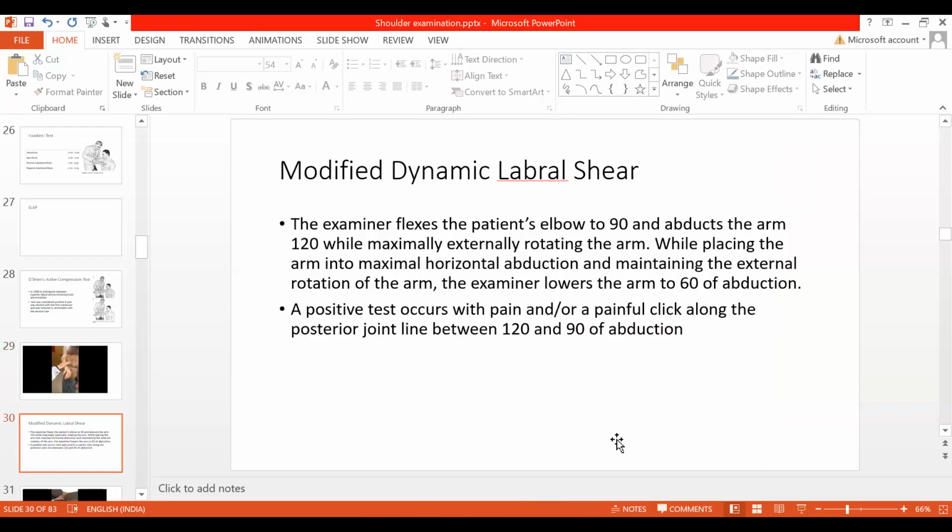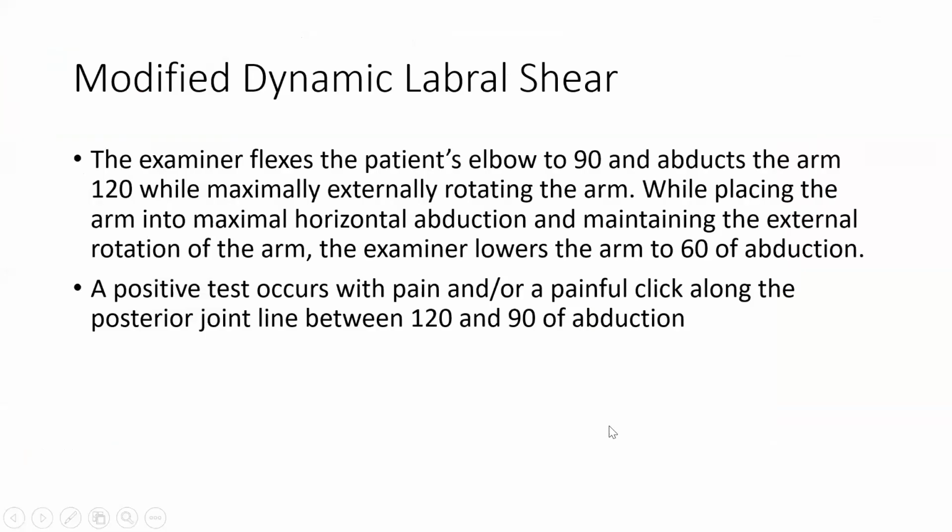It is the modified dynamic labral shear. So this is another test for SLAP lesion. The examiner flexes the patient's elbow to 90 degrees and abducts the arm to 120 degrees while maximally externally rotating the arm. While placing the arm into maximal horizontal abduction and maintaining the external rotation, the examiner lowers the arm to 60 degrees of abduction from the 120 degrees. A positive test occurs with pain and a painful click along the posterior joint line between 120 and 90 degrees of abduction. It is difficult to understand by just saying, so I added a video.